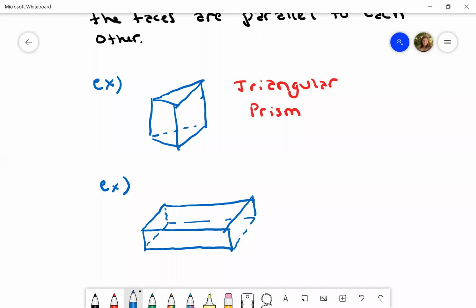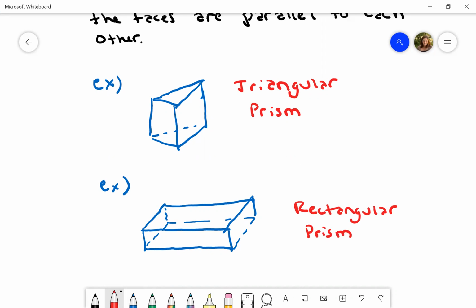Top ends up being a mirror image of the base. Okay, so that's a rectangular prism. Now, you don't have to draw these perfectly, of course. That's not an easy task. We just do the best we can, and hopefully be able to identify the ones that we see.